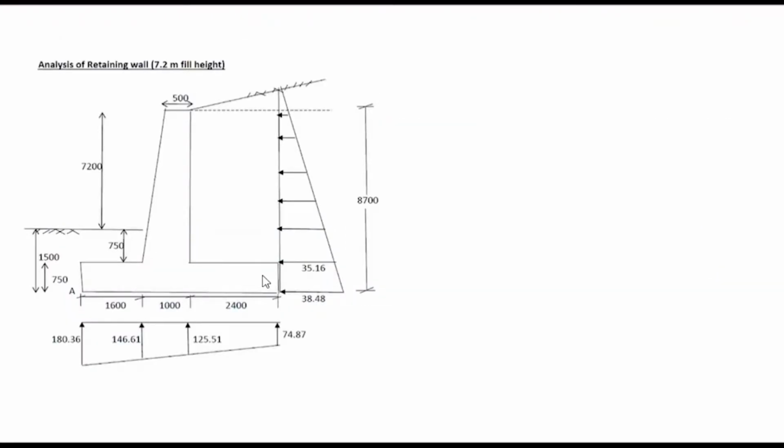Now we will discuss one problem, that is analysis of a retaining wall of 7.2 meter fill height. So these are the dimensions of the retaining wall. This is the angle of inclination. Suppose this is theta.